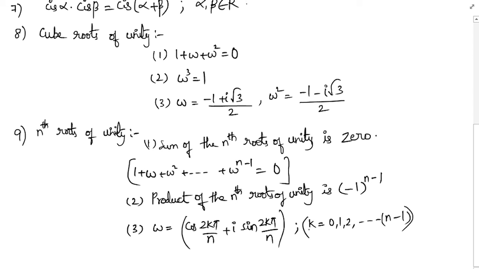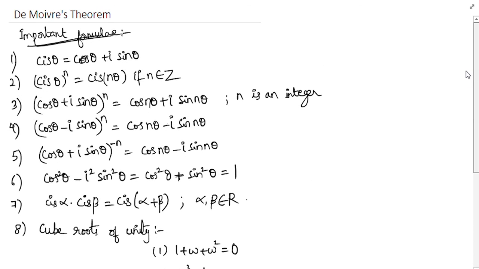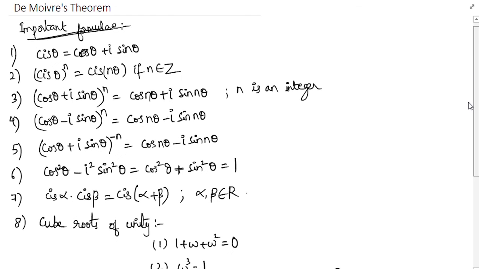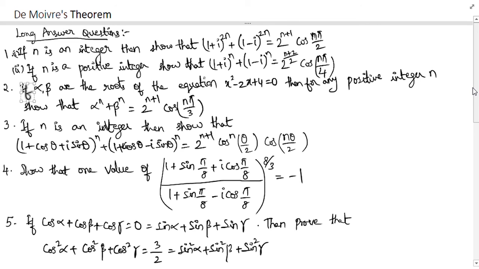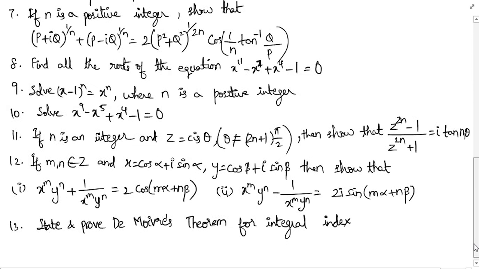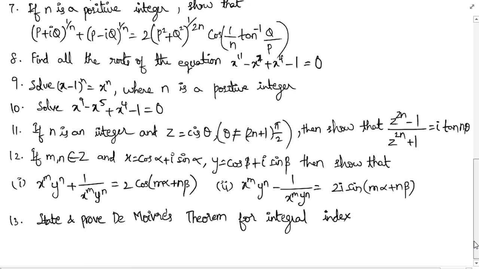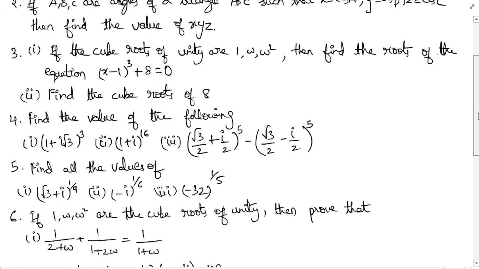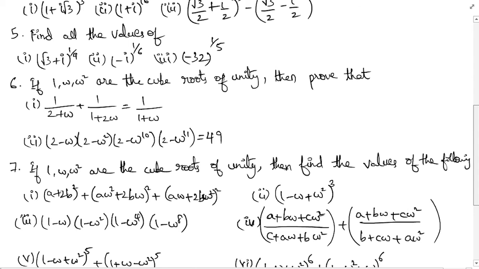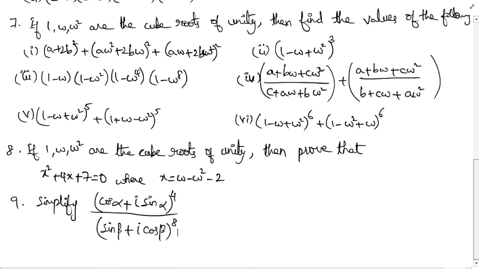So these are the important formulae which you have to remember before proceeding to our problems. These are the 9 formulae which you have to remember. These are the list of long answer questions which are very important and they might appear in your exam for sure. Totally there are 13 questions. These are the list of very short answer questions which are very important. There are totally 9 questions. They might appear in your exam for sure.